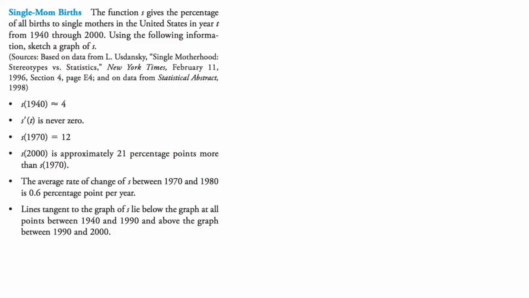All right, so here we have single mom births. It says the function S gives the percentage of all births to single mothers in the US in year T from 1940 through 2000. We're supposed to use the following information to sketch a graph of S. So we have all these things we have to fulfill to make our graph.